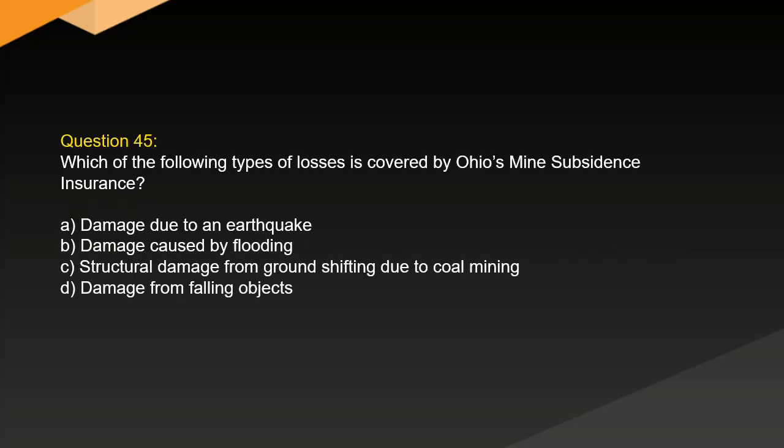Question 45. Which of the following types of losses is covered by Ohio's mine subsidence insurance? A. Damage due to an earthquake. B. Damage caused by flooding. C. Structural damage from ground shifting due to coal mining. D. Damage from falling objects.